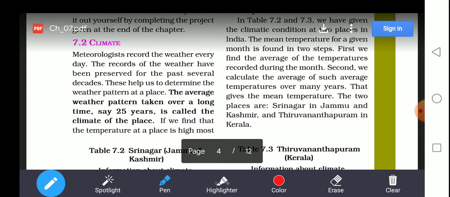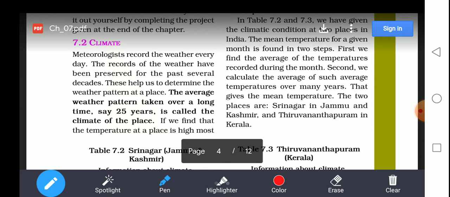Whether it is 1 year, 2 years, 3 years, or 4 years, the average temperature recorded and calculated is known as the mean temperature. Here, first we find the average of the temperature recorded during the month. Second, we calculate the average of such average temperatures over many years, around 25 or 30 years.